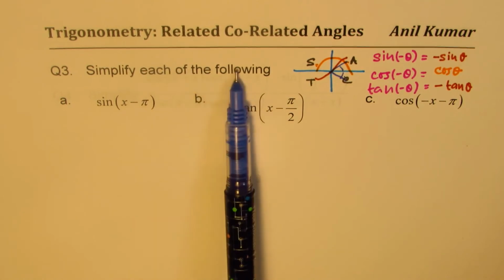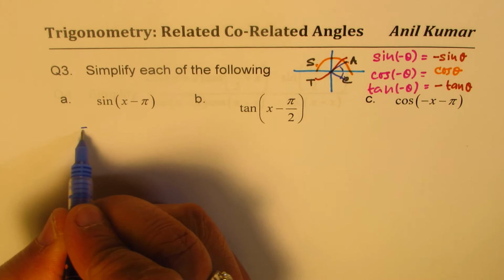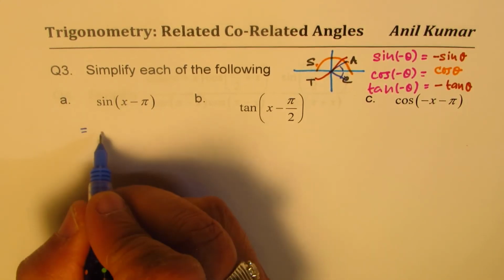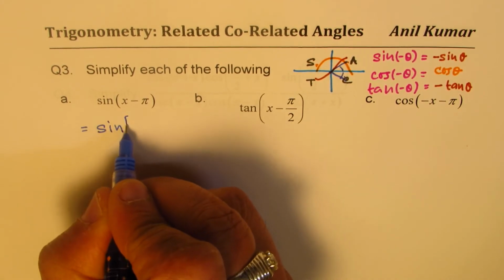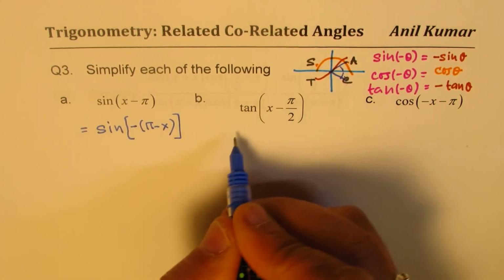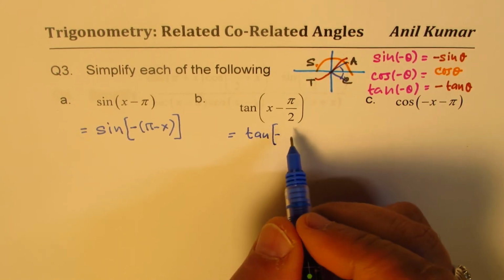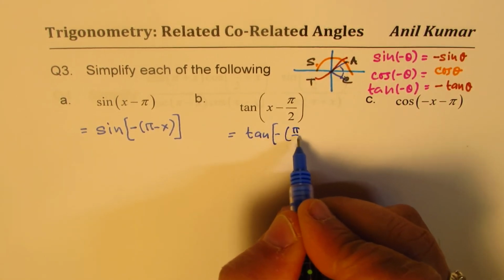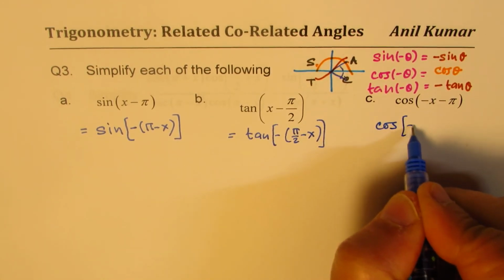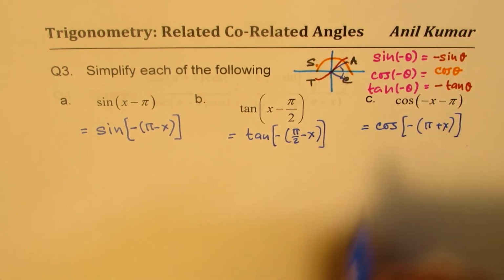So when we have to simplify each expression of these kinds, our first step is going to be to rewrite this in terms of pi first, right? It helps. So we could write this as sine of, and let's take minus common. So we are left with pi minus x. Does that make sense to you? Here also we'll do tan of. We'll take minus common, right? And then what we get is pi by 2 minus x. And in this case, we have cos, minus common. We get pi plus x. So that is our first step.